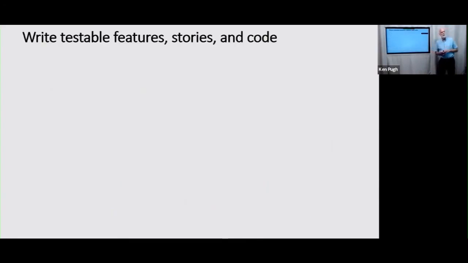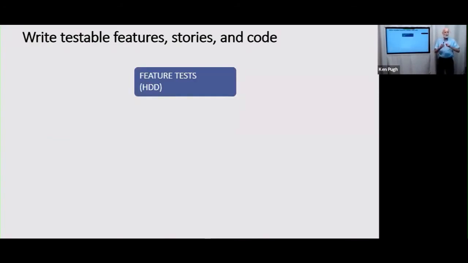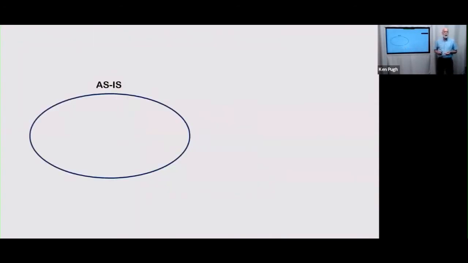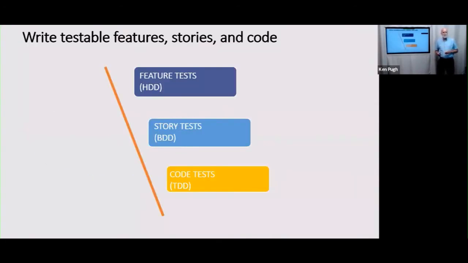So now, what we want to do is write testable features, story, and code. We have our feature tests, which are going to tell us whether we are writing the right thing, and we're going to use hypothesis-driven development for that. We'll have our story test. We'll create your behavior-driven development with the triad. And we'll have our code test, which the developers will be writing. So those are our three levels.